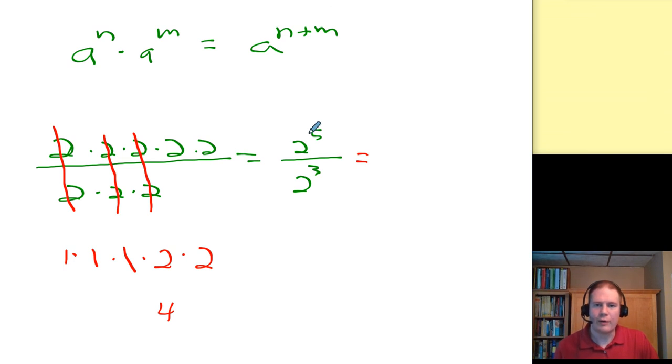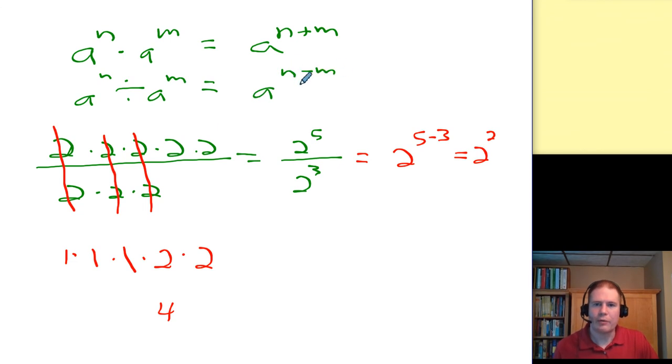So how many do I have left? Well, I had 5. 3 disappeared. So I'm getting rid of 3 from that original 5. I have 2 2's left. So that's my second formula here. When I'm dividing, that means I'm going to knock off however many m's I'm dividing by.